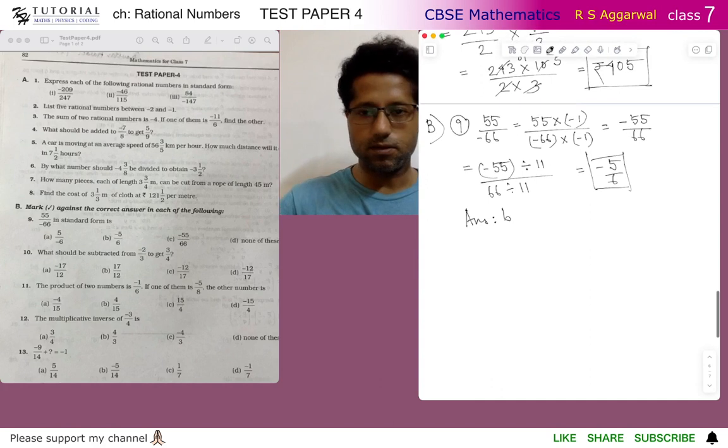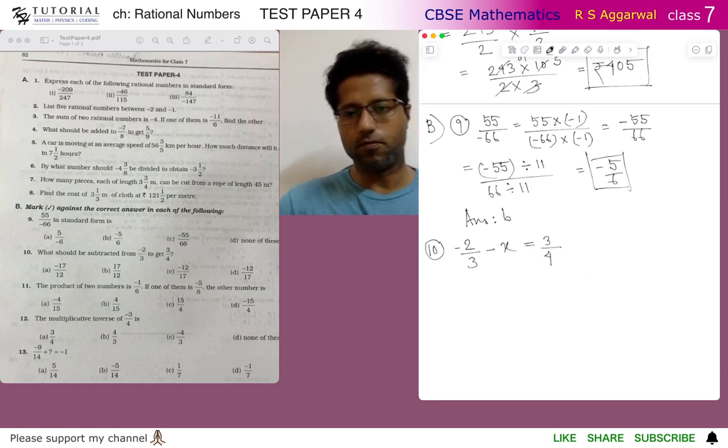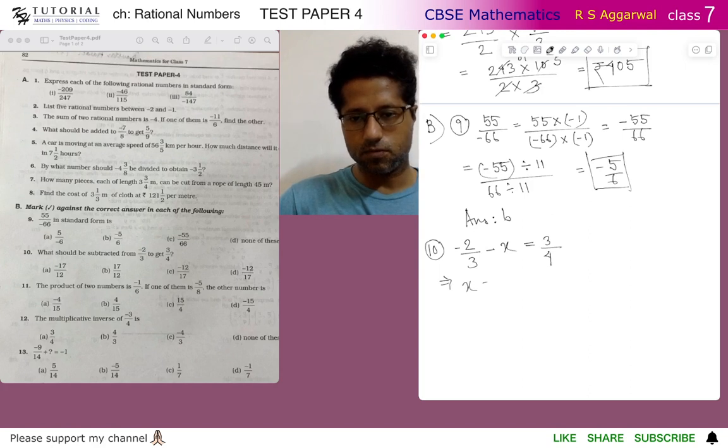Okay, let's do 10. What should be subtracted from minus 2 by 3 to get 3 by 4? So the problem statement is, let the number to be subtracted be x. So minus 2 by 3 minus x should be equal to 3 by 4, and from here we have to find x. So this implies x equals minus 2 by 3 minus 3 by 4.